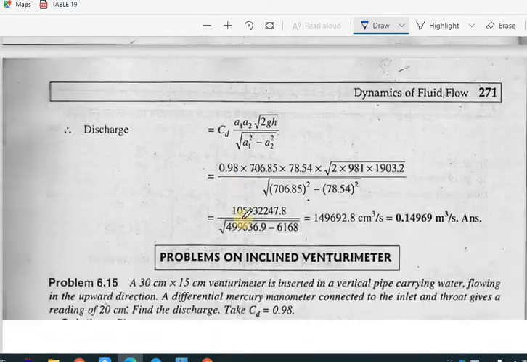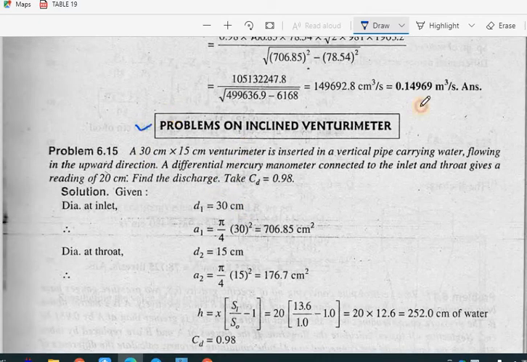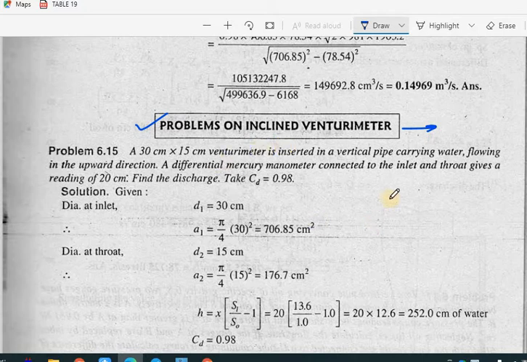So we'll start with the first numerical on inclined venturimeter, and there is no U-tube manometer. That is why we are not using that formula. Whenever there will be a U-tube manometer, we need to use the above formula. I will tell you when to use that formula.